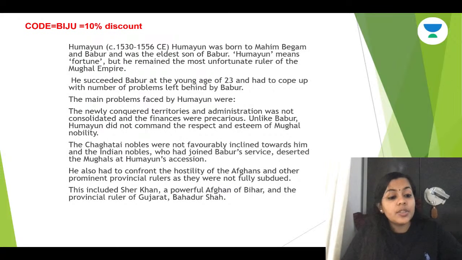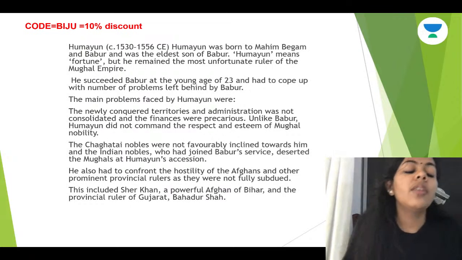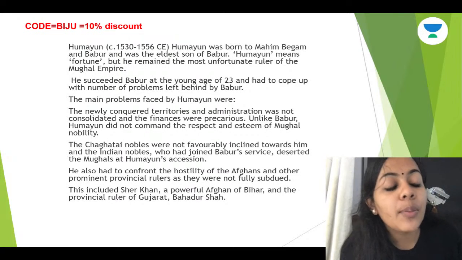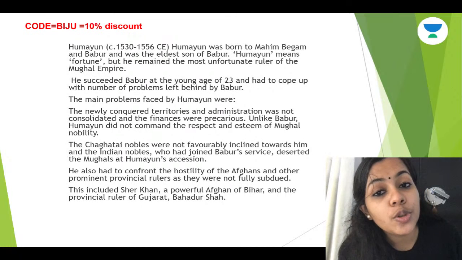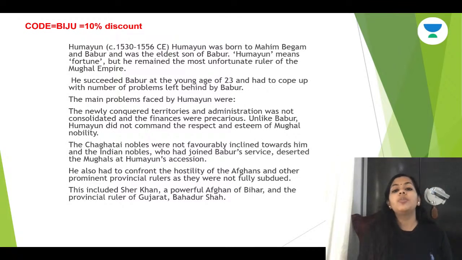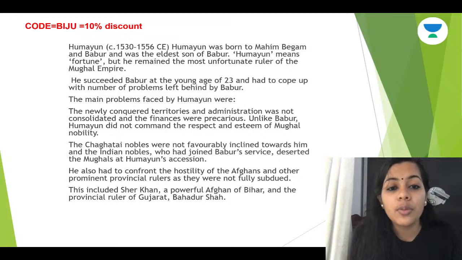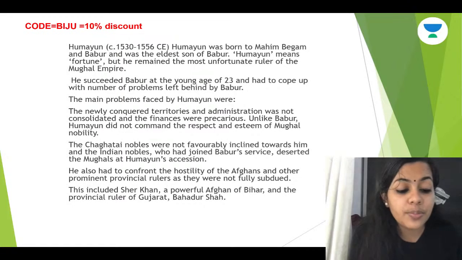Fine. Now we'll start with Humayun. So what happened? After the death of Babur, Humayun, his son, came to power. He was born to Mahim Begum and Babur, and he was the eldest son of Babur.